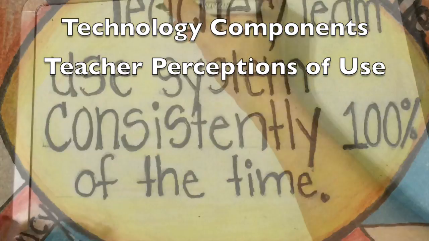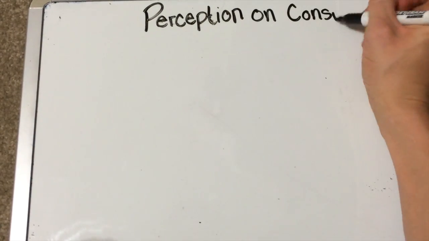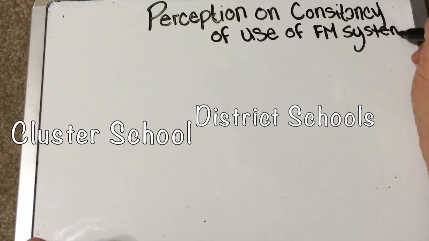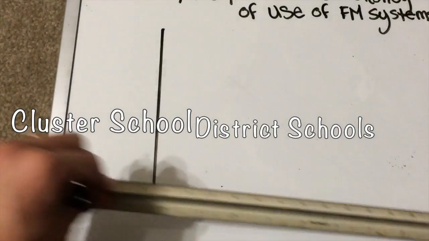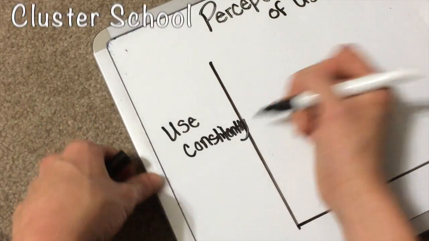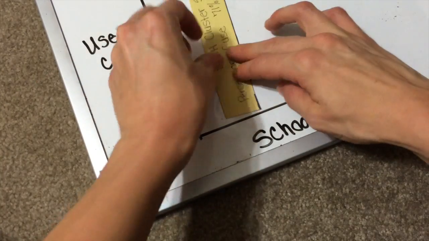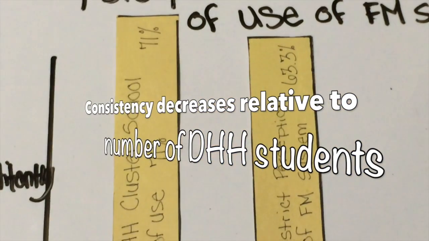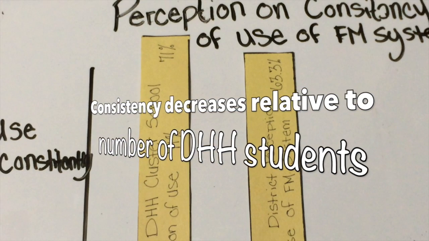I asked respondents 2 questions. Do you feel like you consistently use the FM system? And do you feel like other teachers are consistent in using FM systems? I found that 62% of teachers believed others did not use the system in the cluster school, while 80% believed they personally use the system consistently. I took an average of my 10 answers together so that the cluster school demonstrated 71% consistent in use of FM systems.